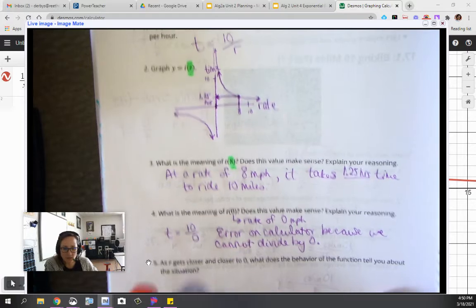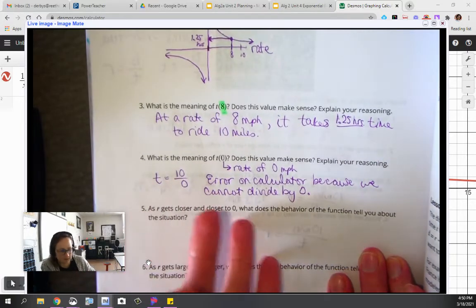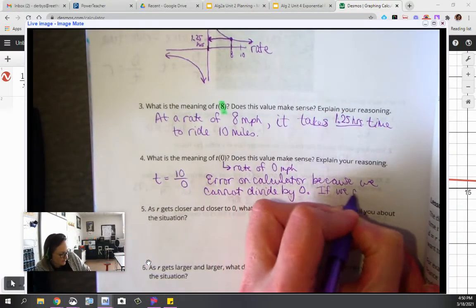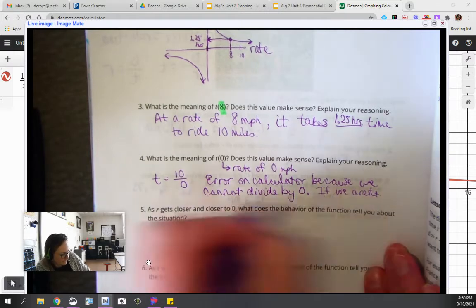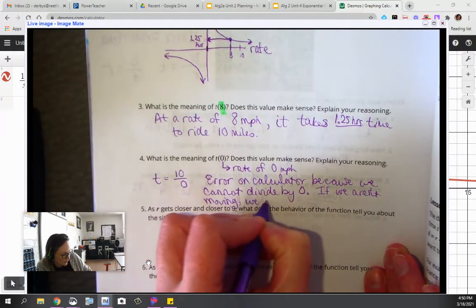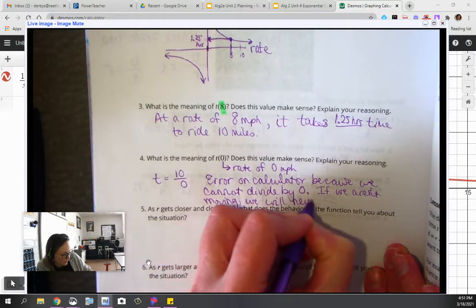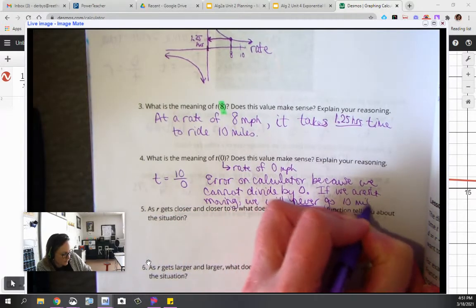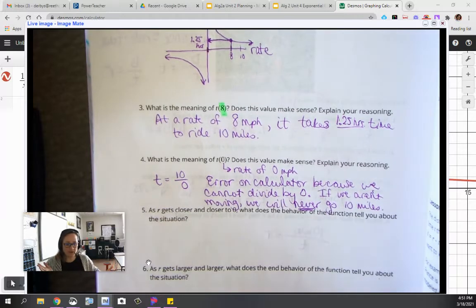We just can't do it. And it makes sense that if we're not moving, we will never go 10 miles. We'll just never, ever get there because we haven't even started moving in the first place.